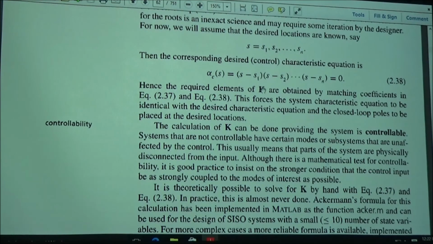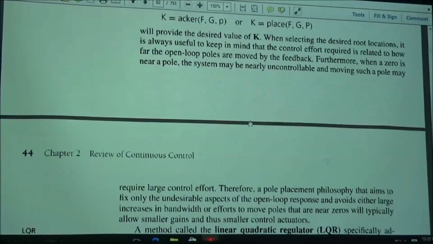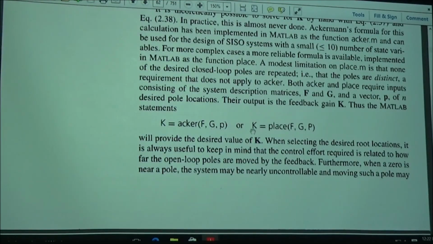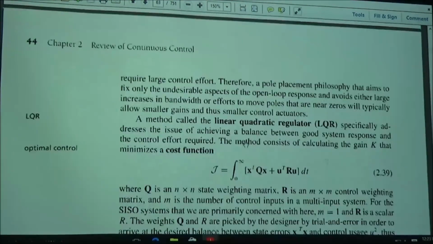And there is another concept of controllability, which means under what condition K can be obtained, or observability. Here, by the way, are the two commands in MATLAB, the Ackermann equation, which will be described to you later on, and place, for pole placement. You use the system matrices and the vector of desired poles. It gives you the gain. Same here, same there. You will use that later on in your problem.